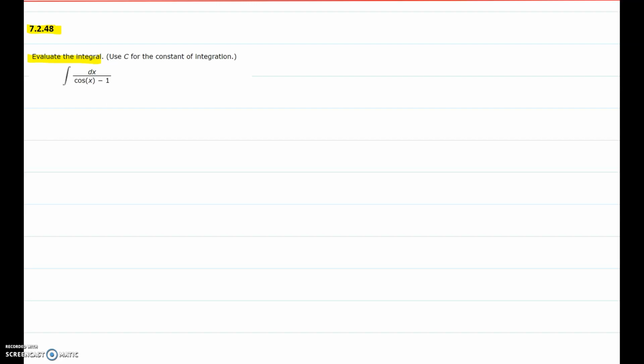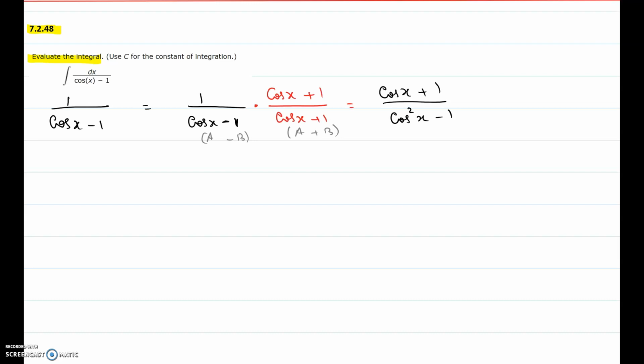As we did in one of the earlier problems, we have to multiply and divide this by cosine x plus 1, kind of the conjugate of the denominator. So we'll work on the integrand, simplify it in a different way, and then come back and integrate. So 1 over cosine x minus 1 equals 1 over cosine x minus 1 times cosine x plus 1 over cosine x plus 1. If we multiply across, it will be cosine x plus 1 in the numerator.